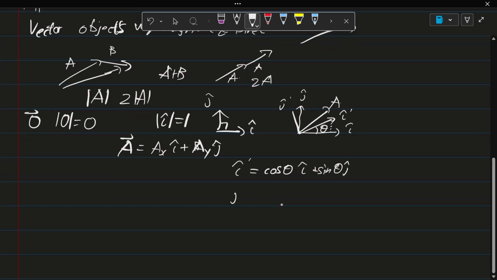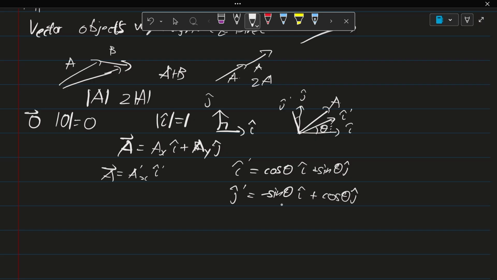And so you could also do the same thing for j hat prime. From here it's negative sine theta i hat plus cosine theta j hat. And so with this coordinate system, you could just construct a vector a as a prime x in the i hat prime direction plus a prime y in the j hat prime direction. And so with this, you could try to solve what is a prime x.